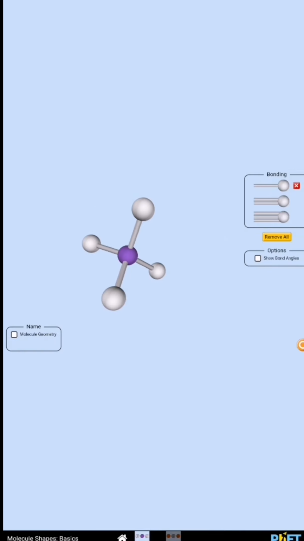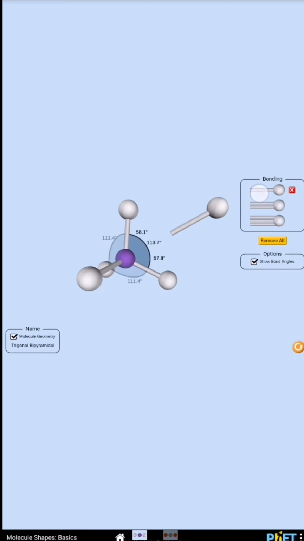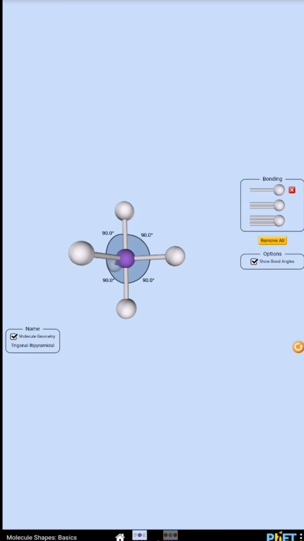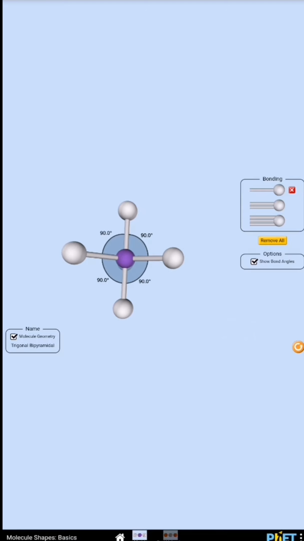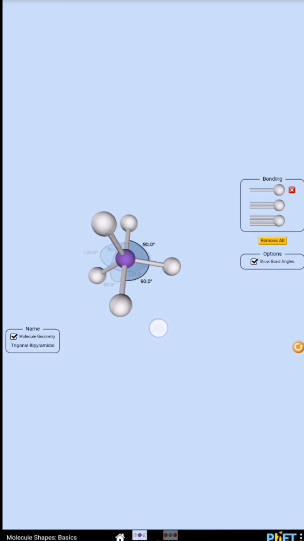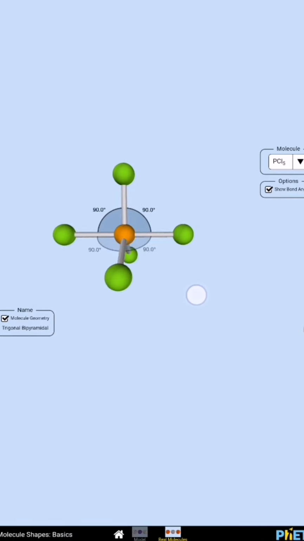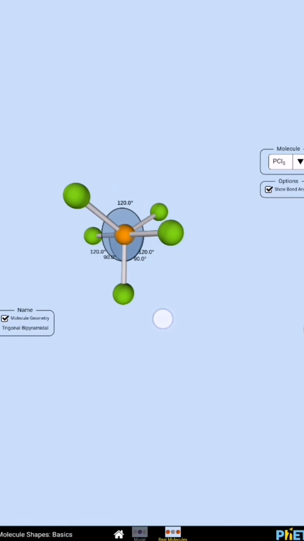Let's move to add 4 bonds. It will be 109.5 degrees and the name is tetrahedral. For example is methane. And when we add 1 bond again, it will be trigonal bipyramidal. It has 2 angles. The first we can see like trigonal planar, it's 120 degrees and also 90 degrees. For the example is phosphorus pentachloride.